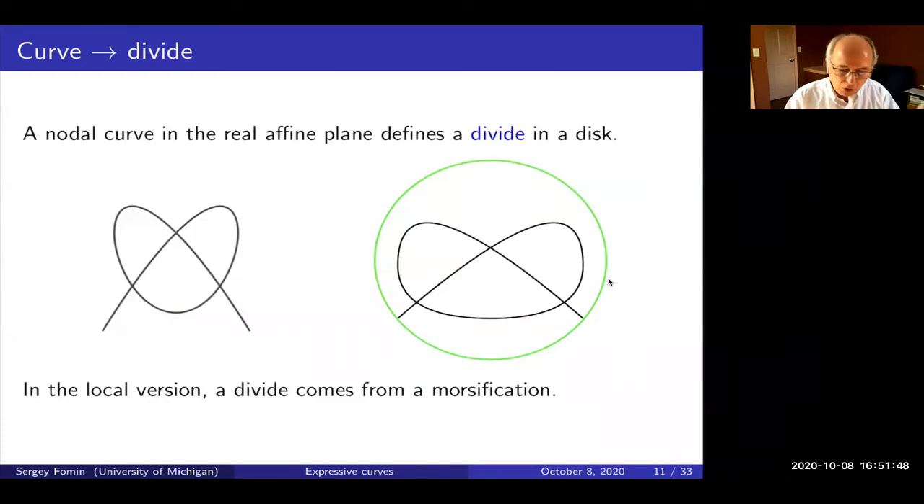And in the local version, of course, it will come from a morsification. In the global version, when you look at a curve, let's say a real algebraic curve in R2, what I want you to do is to go very, very far away, take a huge circle centered at the origin and intersect it with your curve. Okay, so that's what's a divide. Do you have questions? No? Okay.